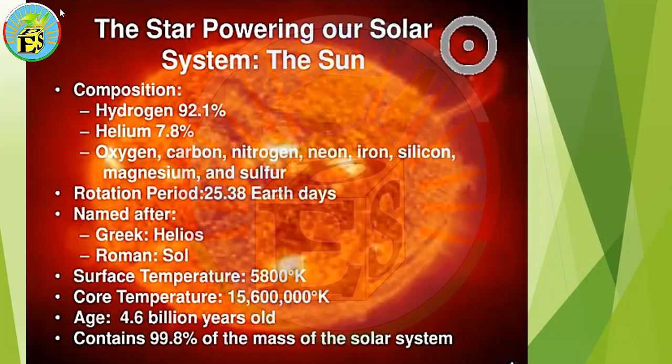It contains 99.8% of the mass of the solar system. The most mass of the solar system is concentrated in the sun, like the atomic model, where most of the mass of the atom is concentrated in the nucleus.